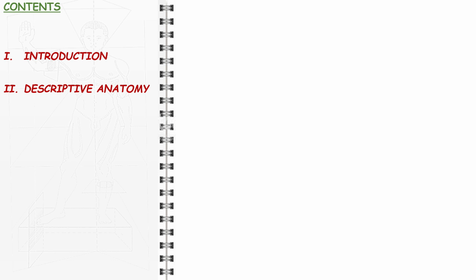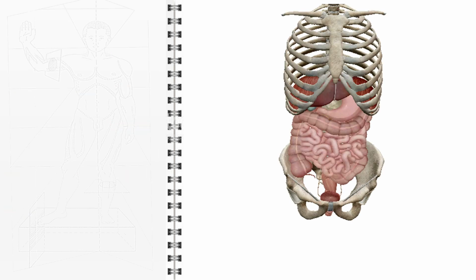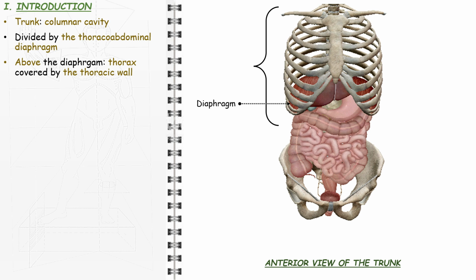Next, we will proceed to describe the blood and nerve supply and lymph drainage of the anterior and posterior walls before summarizing. The trunk is a columnar cavity divided by the thoraco-abdominal diaphragm. Above the diaphragm is the thorax, bounded by the thoracic wall. Below the diaphragm is the abdominal cavity covered by the anterior and posterior abdominal walls.